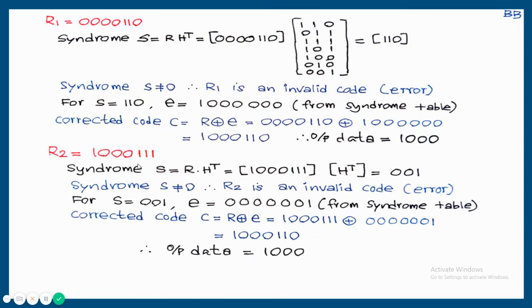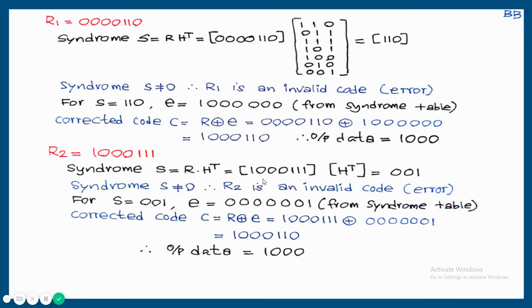1000110. Now the second received code is 100111. Syndrome is calculated. Syndrome is equal to 001. So 001 is an indication that an error exists in the received code. From the decoding table, the corresponding error pattern is selected. This error pattern plus the received code gives the final corrected code, that is 1000110. Leftmost 4 bits are data bits, that is 1000.